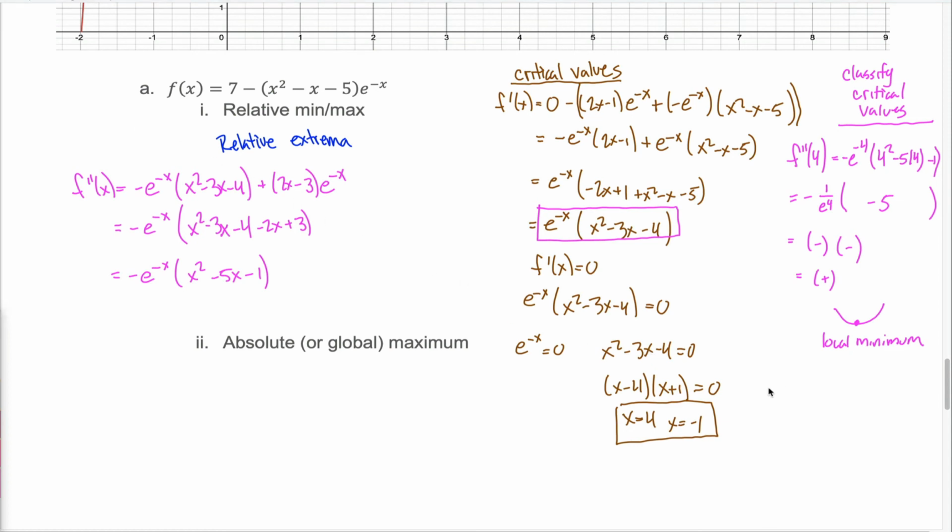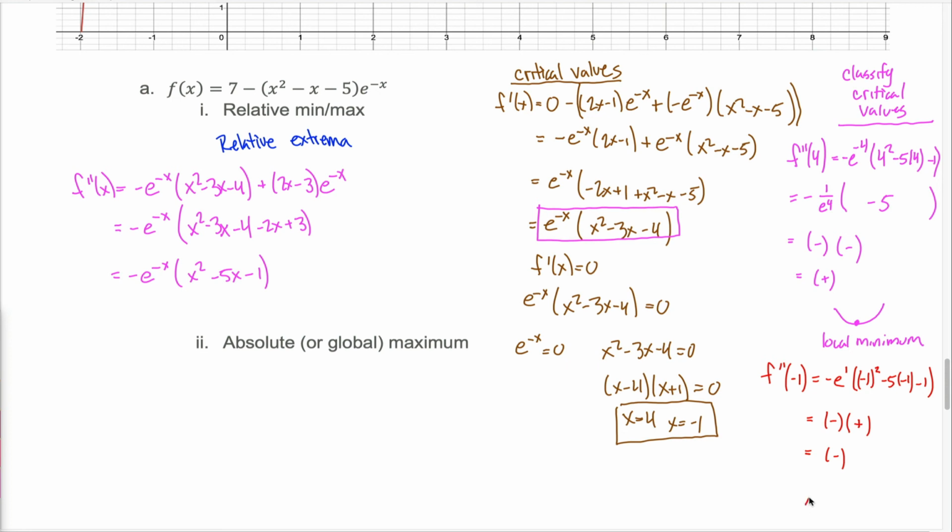What about classifying our other critical value? Well, we got to figure out the second derivative when x is equal to negative 1. Copying this equation, changing all the x's into negative 1s, I got negative e to the negative 1, in other words, positive 1, times negative 1 squared minus 5 times negative 1 minus 1. E to the first power is a positive number, and the negative of a positive number is a negative number. Negative 1 squared is 1, plus 5 gets me up to 6, minus 1 leaves me with 5. I don't care that it's 5, I just care that it's positive. A negative times a positive is a negative.